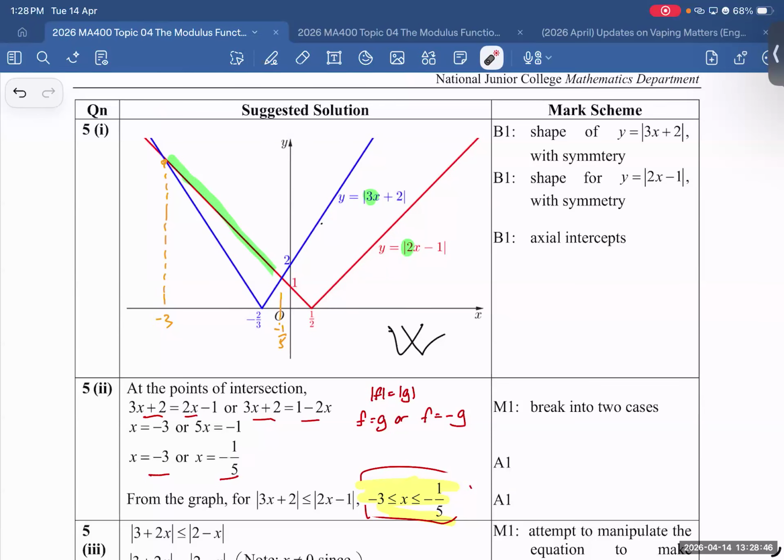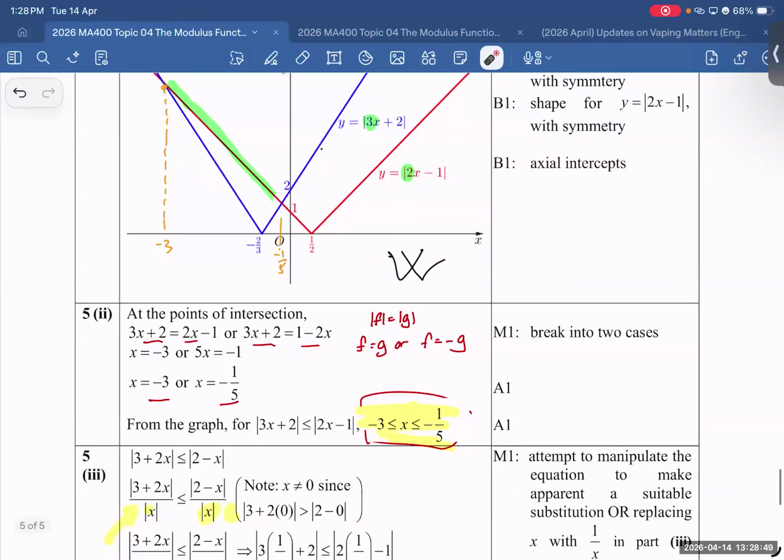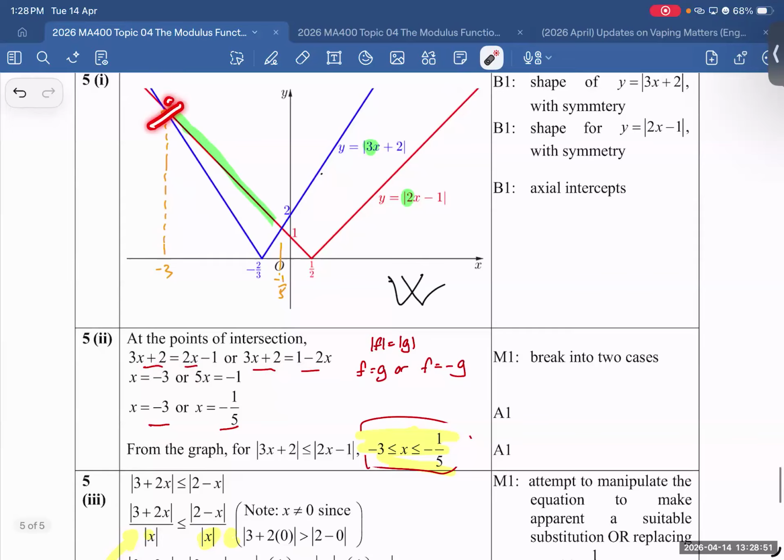For 5 part 2, just equate them and solve for the point of intersection. You get -3 and -1/5, which gets you the answer. Okay, question 5 is pretty straightforward.